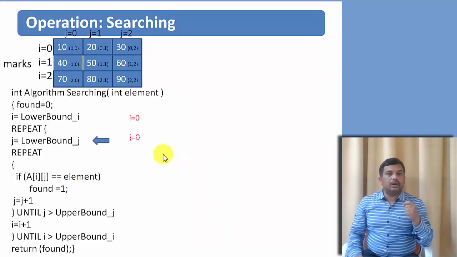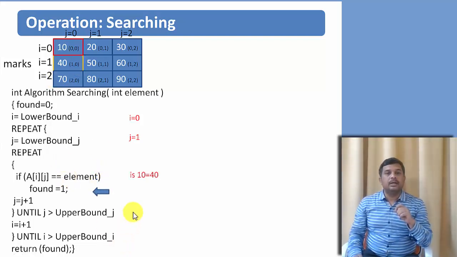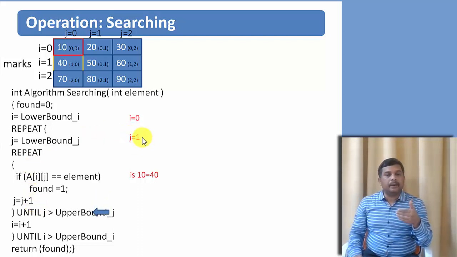I take i equal to 0, then j equal to 0. I am trying to search for the element 40, let us say. Within this inner loop, I make a comparison: the a[i][j] element, meaning the a00 element, is equal to the element that I am searching for. So I ask a question here: is 10 equal to 40? If no, I come out of the if statement and j is incremented by 1. So j becomes 1, and I again compare with the upper bound of j. Again I repeat this loop.